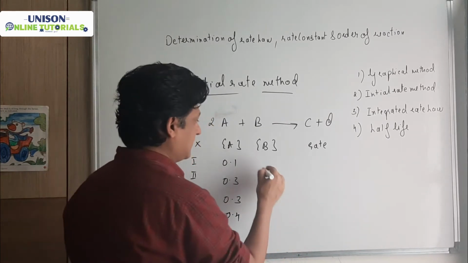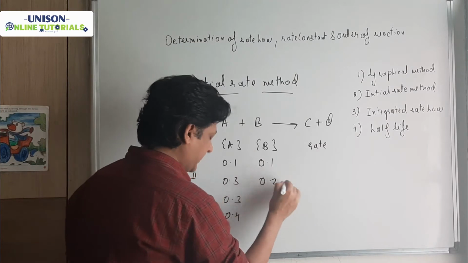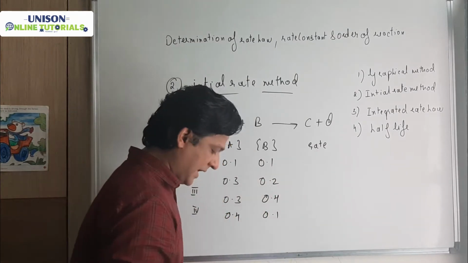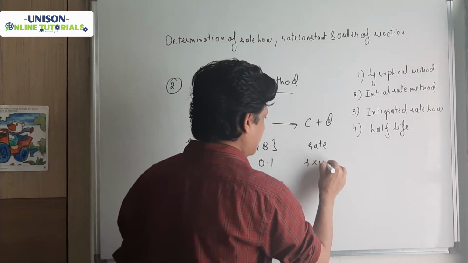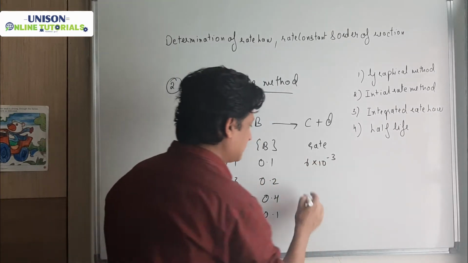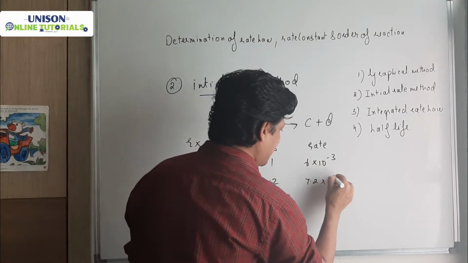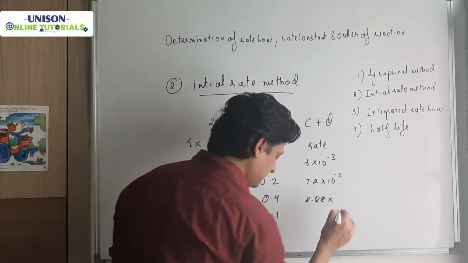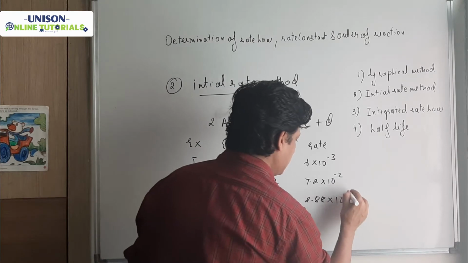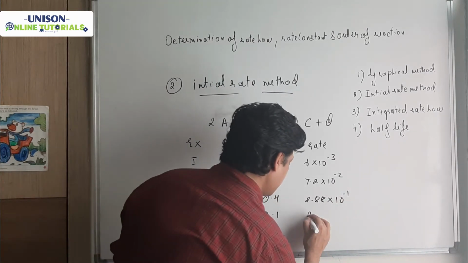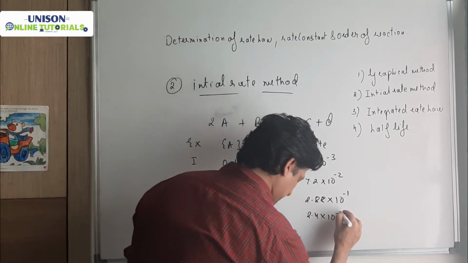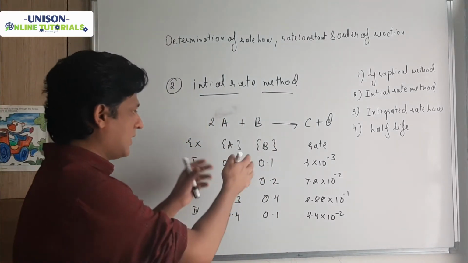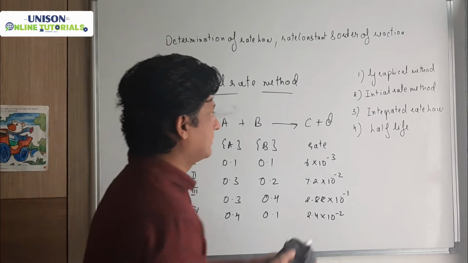Concentration of B is 0.1, 0.2, 0.4, 0.1, and the rate is 6 into 10 to the power minus 3. Here it is 7.2 into 10 to the power minus 2. Here it is 2.88 into 10 to the power minus 1, and here is 2.4 into 10 to the power minus 2. So now we have to calculate all the parts. So what will we do in this? Just look over here.